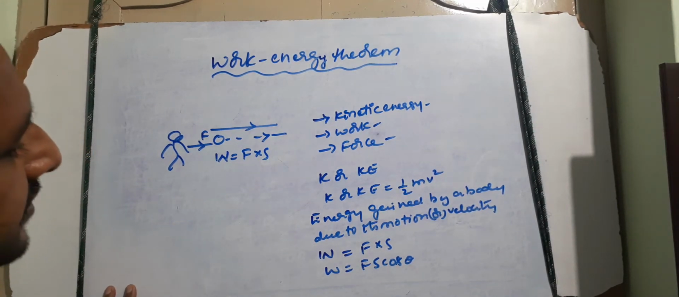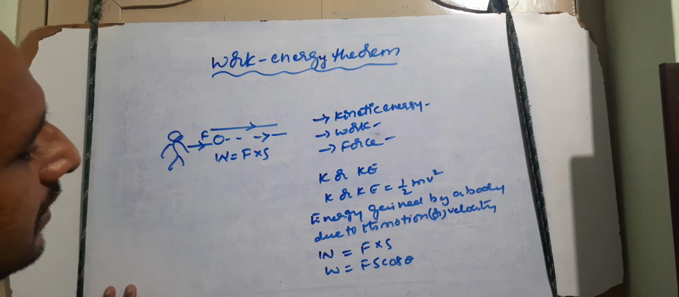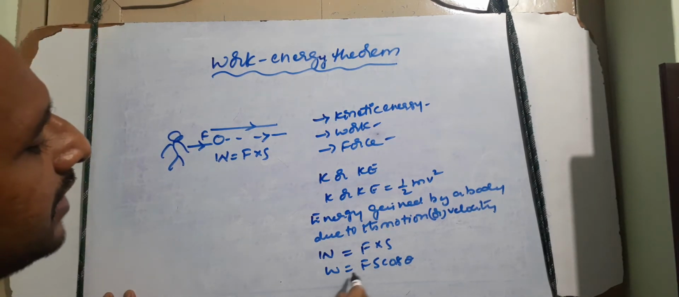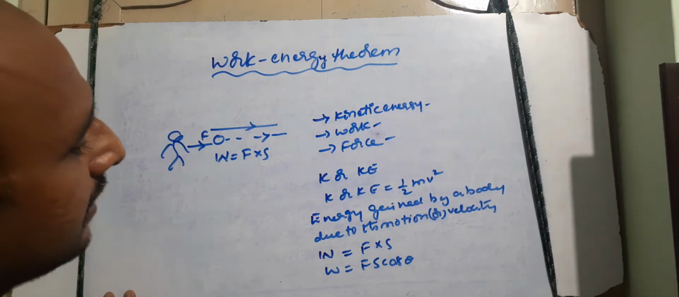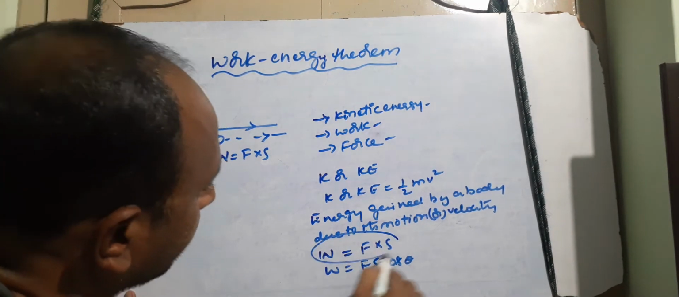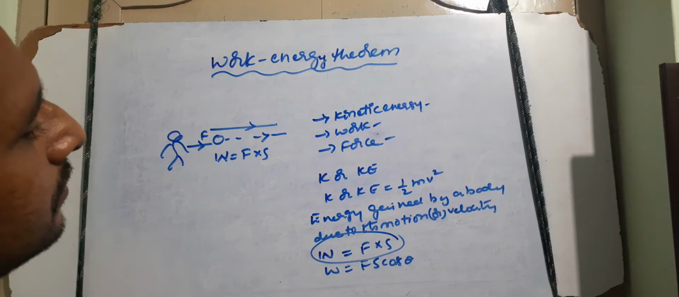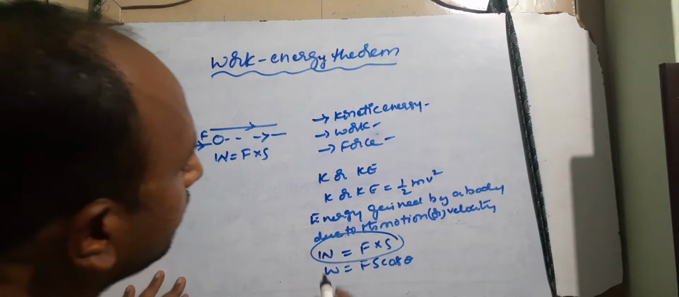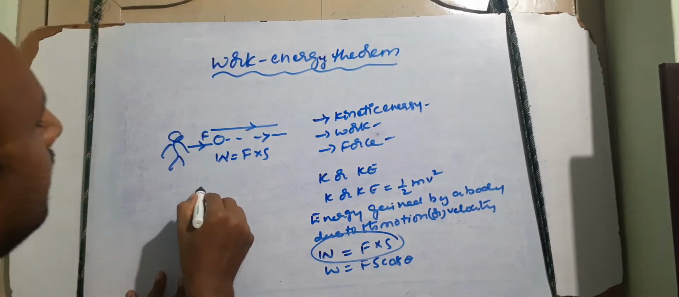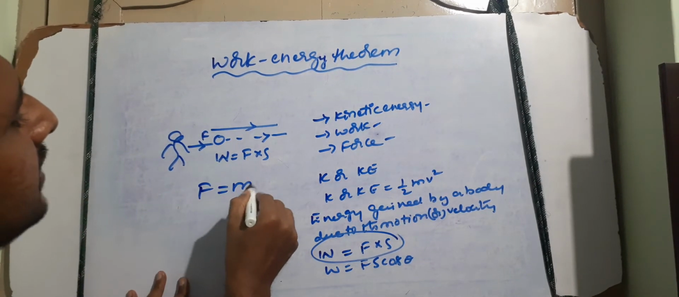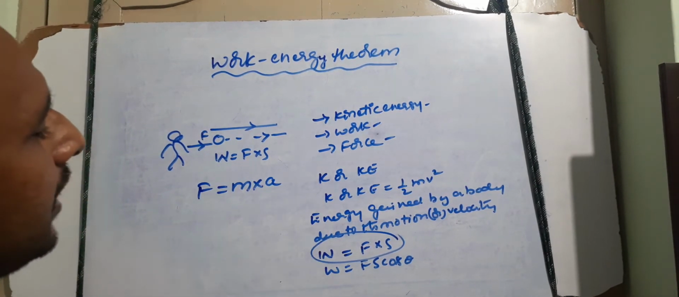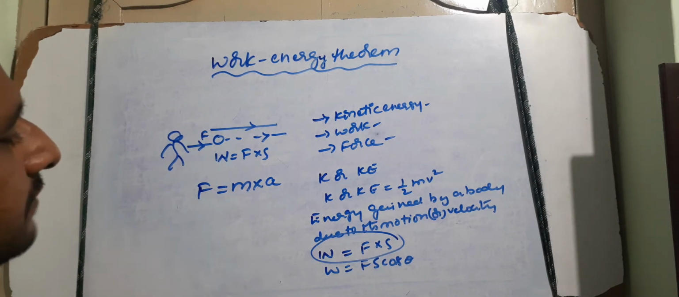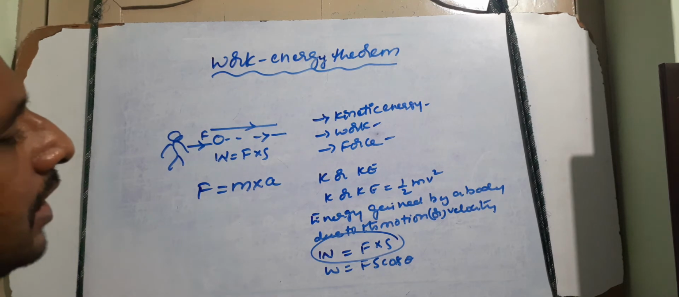When the body moves at a certain angle to the direction of applied force, the work done is given as F s cos theta, but here we use F into S. And you know the definition of force from Newton's second law of motion. The force is given by the product of mass and acceleration of the body, m into a.